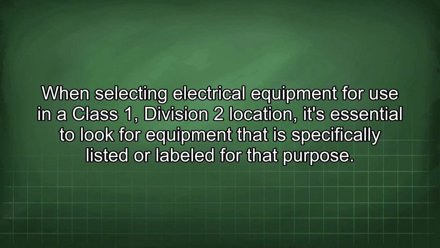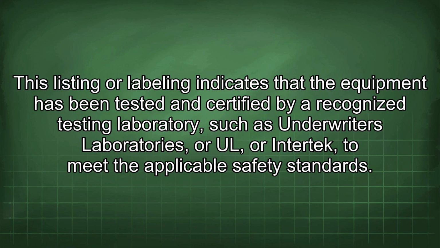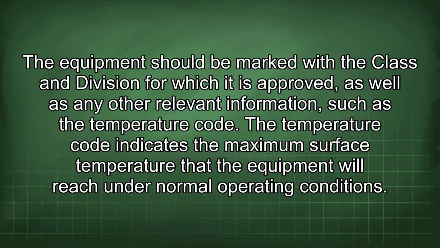When selecting electrical equipment for use in a Class 1, Division 2 location, it's essential to look for equipment that is specifically listed or labeled for that purpose. This listing or labeling indicates that the equipment has been tested and certified by a recognized testing laboratory, such as Underwriters Laboratories, or UL, or Intertek, to meet the applicable safety standards. The equipment should be marked with the class and division for which it is approved, as well as any other relevant information, such as the temperature code.